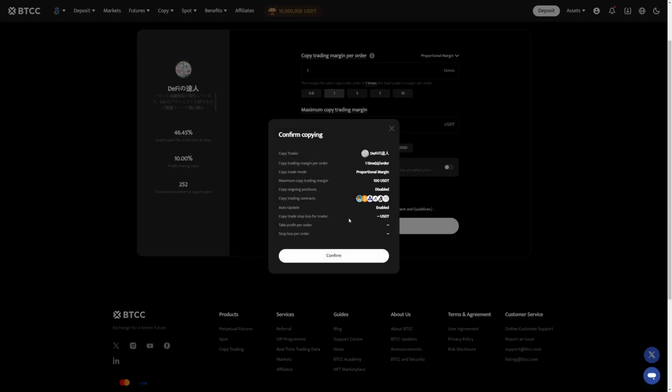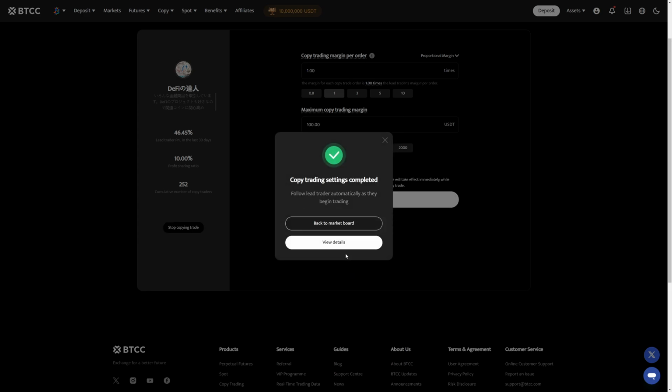Now we see the confirmation right here, the overview. Read through everything slowly and make sure that everything is right, and then click on confirm. And that's already it. We now have successfully initiated a copy trade on the BTCC crypto exchange.